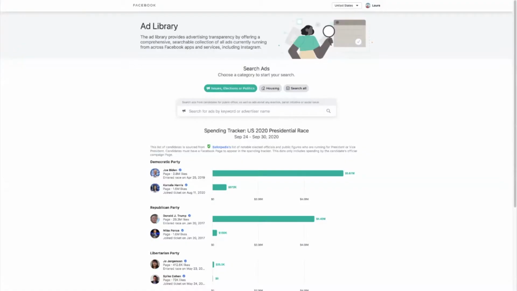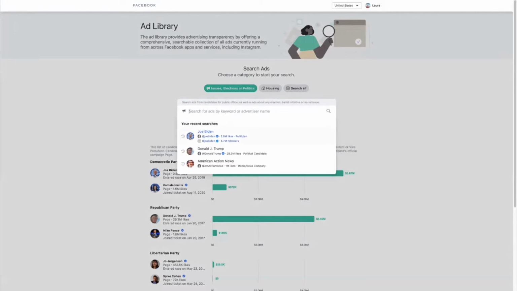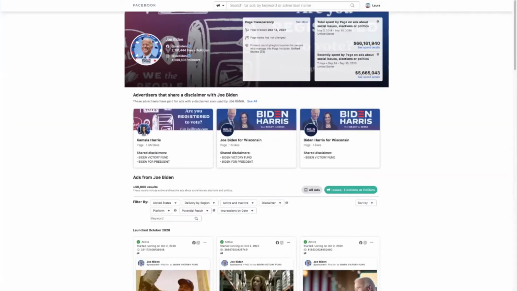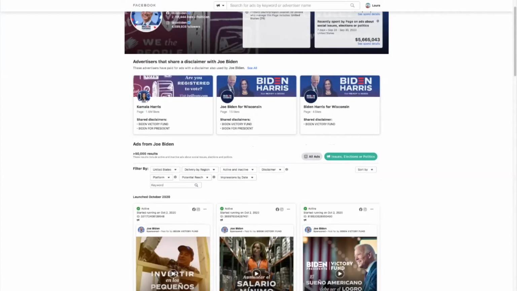We've been working with Facebook's ad library for ads on social issues, elections, and politics since 2018. Here's Facebook's ad library. You can search for ads by advertiser or by text string. I'm going to search for Joe Biden's ads. So right away, I can see that there are a lot of ads. Joe Biden has run more than 50,000 ads.